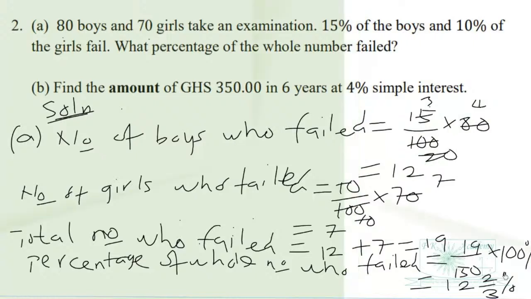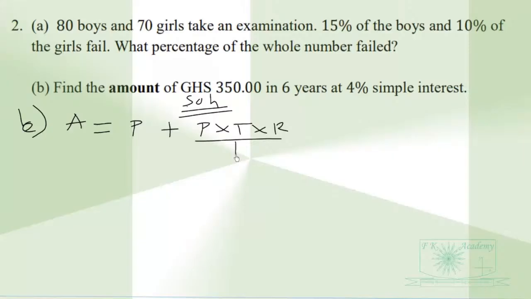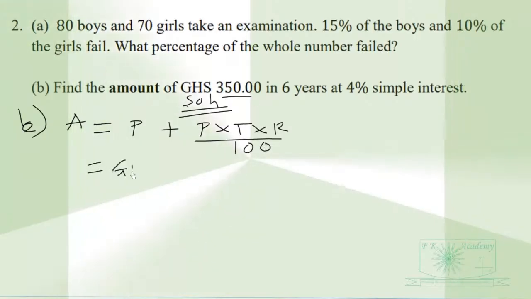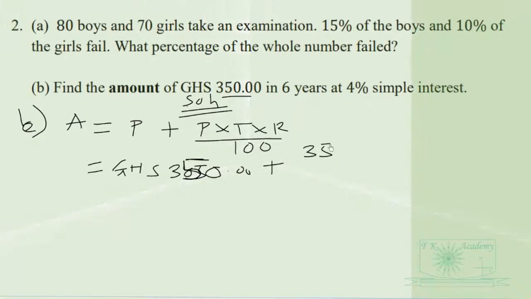Now let's look at the B part of the question. We have to find the amount. From the question, we know the principal to be 350 Ghana cedis. We add it to the interest. So let me do everything in Ghana cedis.